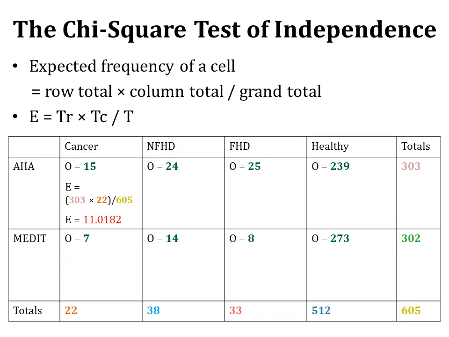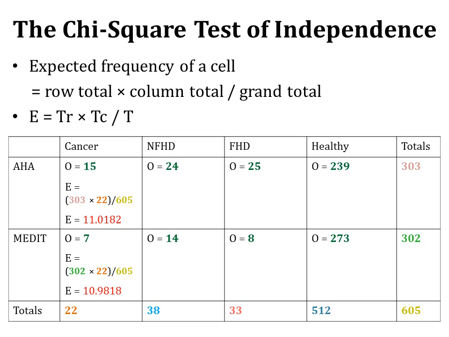Now the observed frequency for the cancer cases on Mediterranean diet is 7. But this observed frequency right now has nothing to do directly with the calculation of the expected frequency. So what do we need to get the expected frequency? We need to get the row total and the column total. And the row total here is 302 and the column total here is 22. So we have 302 multiplied by 22, and then their answer is divided by the grand total, which is 605. The expected frequency is 10.9818.